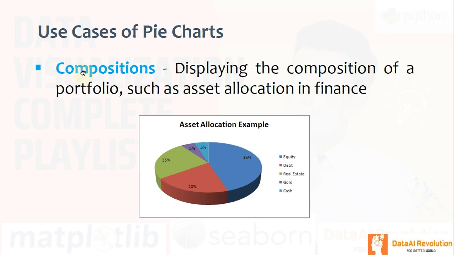And again, it can be used for compositions, like displaying the composition of a portfolio, such as asset allocation in finance, etc. For example, there is an investor who is investing his money in different categories. 45% he has invested in equity. In debt, he has invested 20%. Real estate, he has invested 25%. Gold, 5%. Cash, he has 5%, and so on.